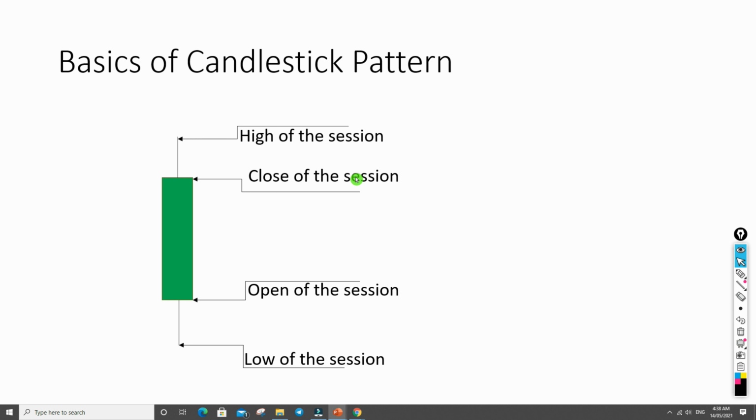So what is a candlestick pattern? First of all, what does it mean? Now let's consider that you are in primary school or kindergarten. What they did, they introduced you to the alphabet, so A B C D. When you learn this alphabet, then what you did, you use this alphabet in different combinations to create different words and sentences. So this candlestick is your alphabet for trading.